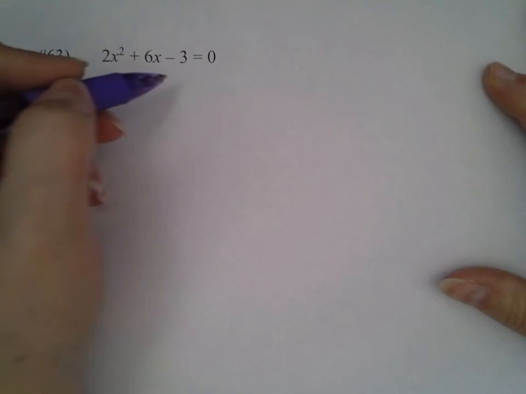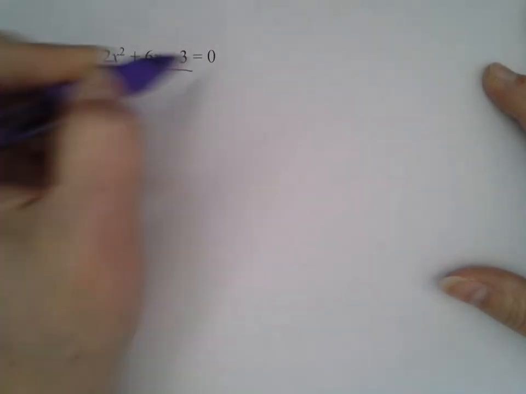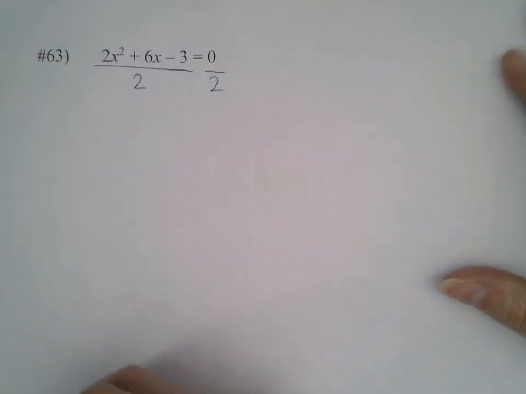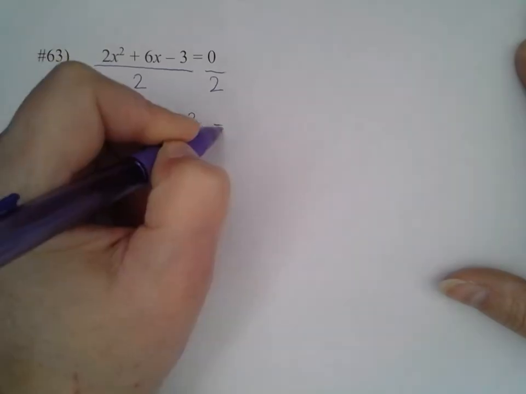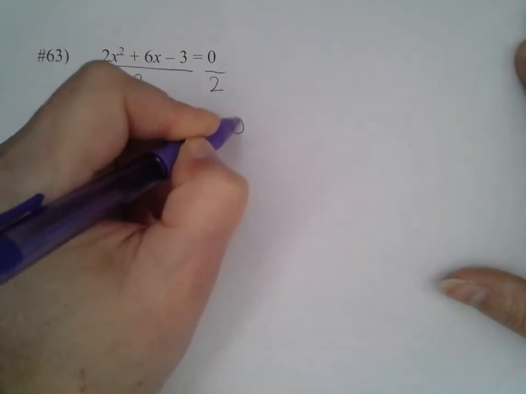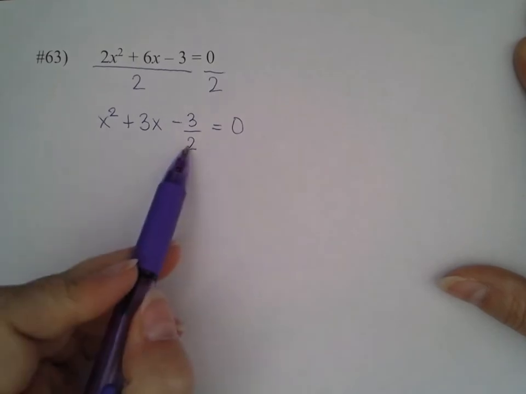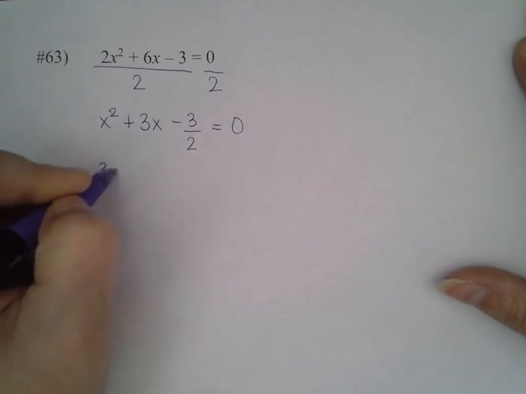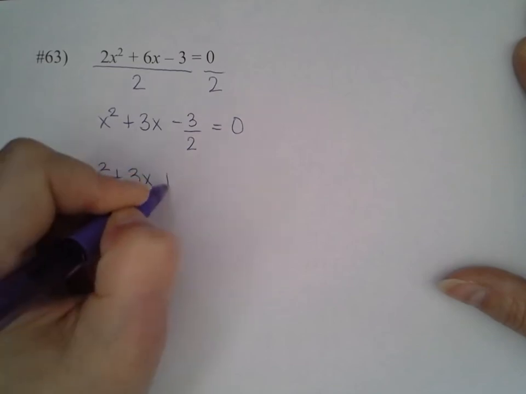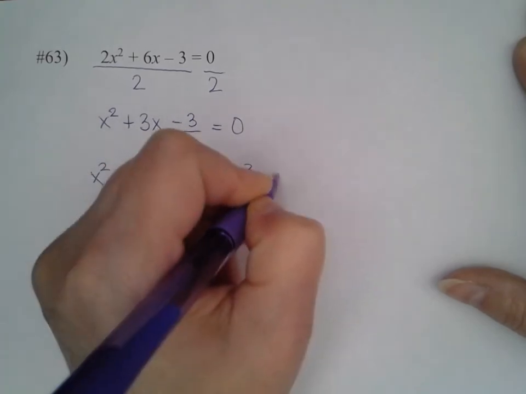Okay, so the first step, we want to get x squared kind of alone in the front there. So we're going to divide both sides by 2. That's going to give us x squared plus 3x minus 3 halves equals 0. And then we want to move the constant term over to the right-hand side. This time I'm going to remember to leave a space, because the next step is to add a number to both sides.